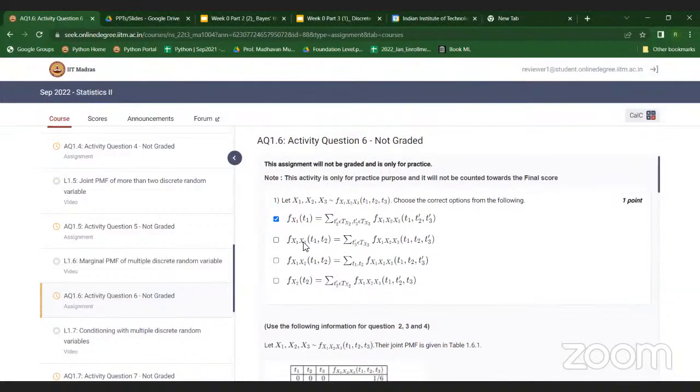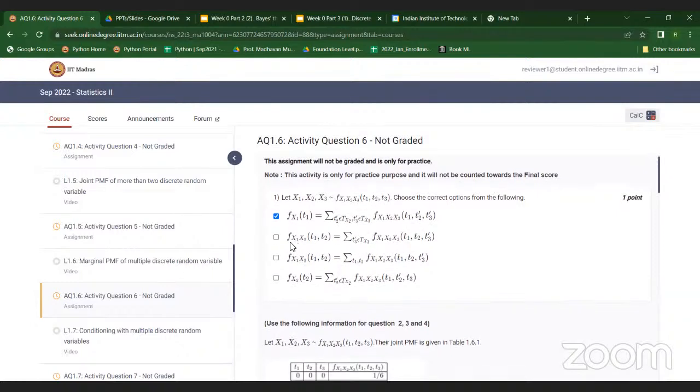Now fx1 x2 of t1 comma t2. Here they're asking for the joint distribution of x1 x2. So what is the unwanted variable here? It is going to be t3, right? So you need to be summing it over all the possible values of t3. That is why option number 2 is also correct.